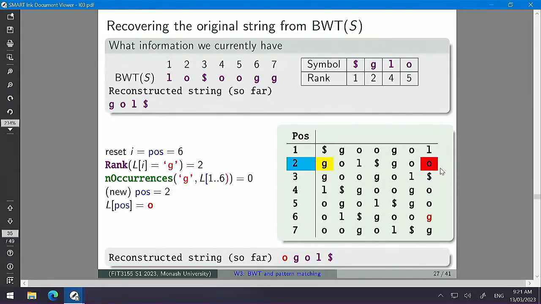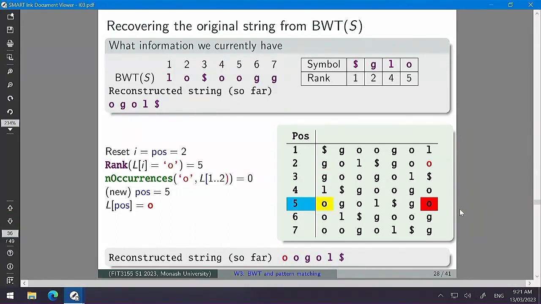What is the rank of O? We already said rank of O was 5, right? How many times have I seen an O from 1 to that position, exclusive? 0 times. So the position this maps to would be 5 plus 0, which is 5. What's the character before that? That is O. So I'm actually recovering one more O.